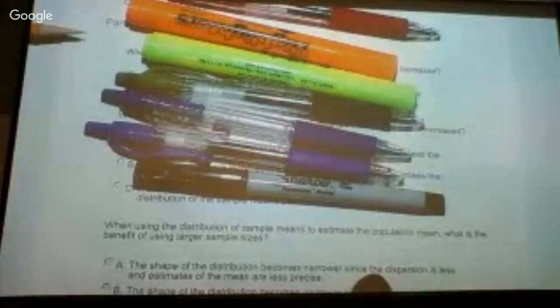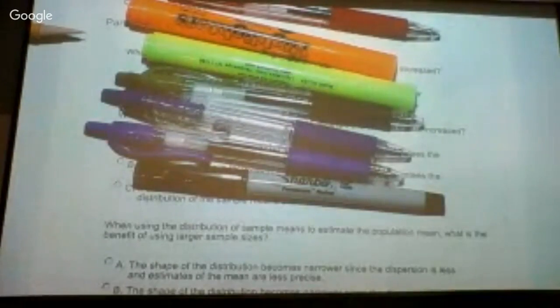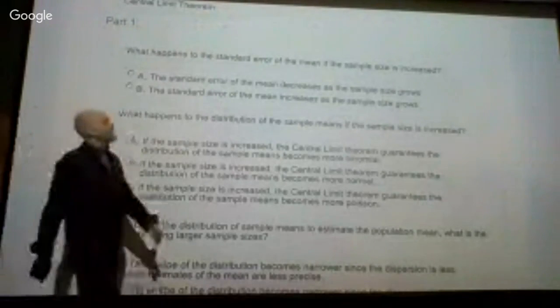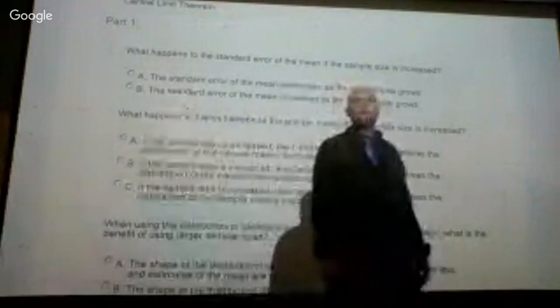Hey, it's 4:30. Let's do something, shall we? Yeah, let's do it. All right. I think there are 49 questions broken up into 11 multiple choice, followed by 12 true false, followed by a couple more multiple choice, and then 5 questions to work through. I think 2 hours is absolutely a good amount of time. Let's get started. What happens to the standard error of the mean if the sample size is increased?